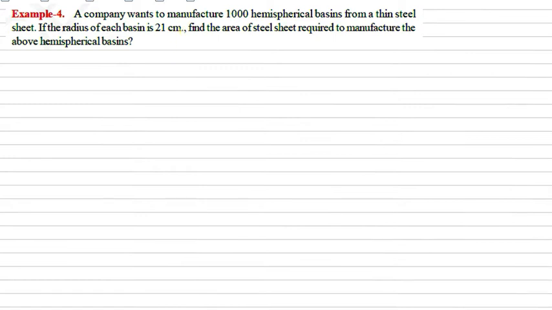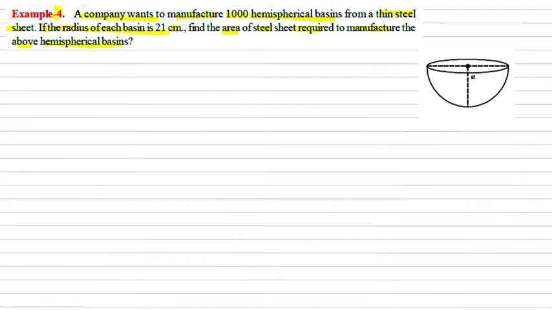Next example, the fourth one. A company wants to manufacture 1000 hemispherical basins from a thin steel sheet. If the radius of the basin is 21 centimeters, find the area of steel sheet required to manufacture the above hemispherical basins. Look here. Here they are manufacturing hemispherical basins using thin steel sheet.